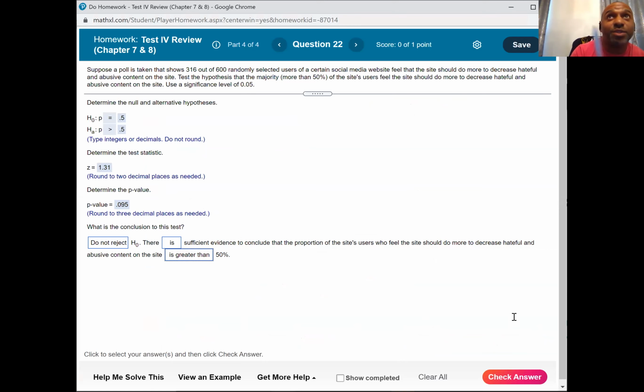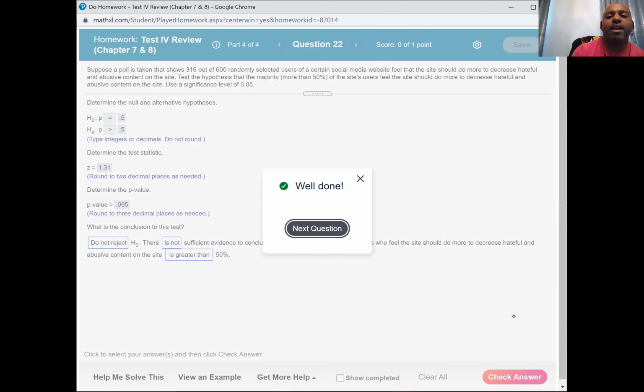So here's the tricky part. We have to get the wording together to coincide with our findings. So we know it's do not reject the null hypothesis. For the phrase "there is sufficient evidence," here we have a choice between "is" and "is not." So it is not. I think it's not. Yeah, I got it.